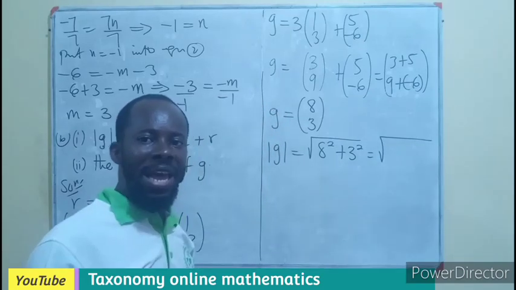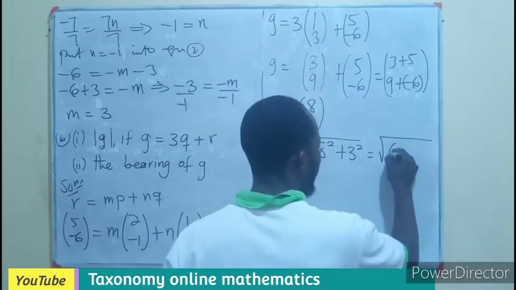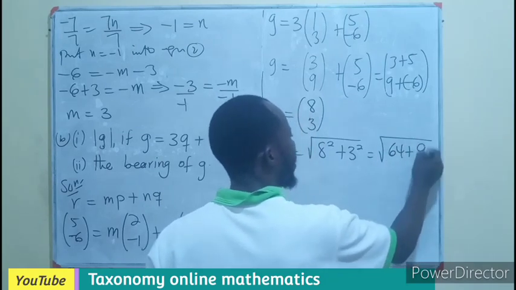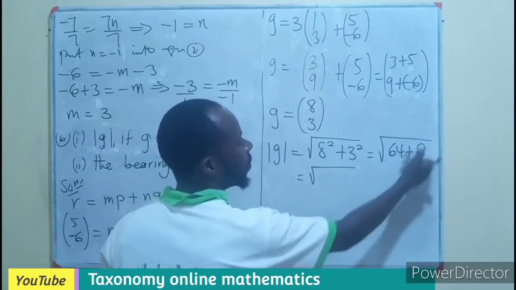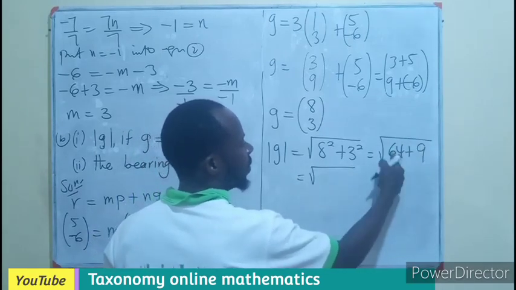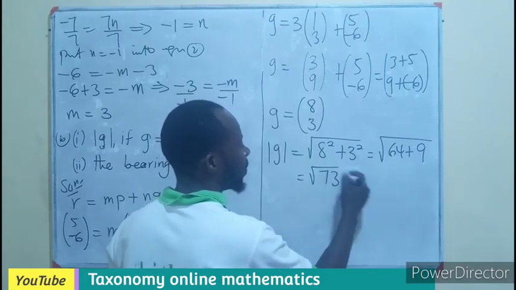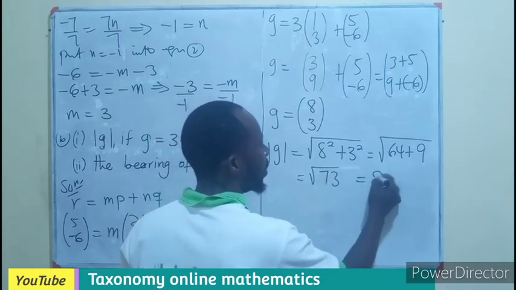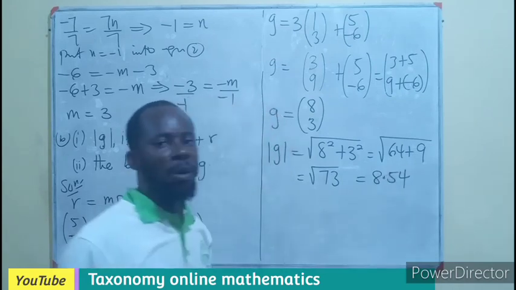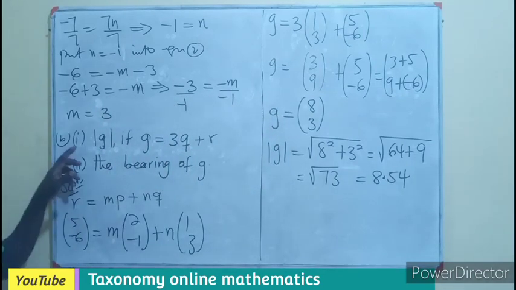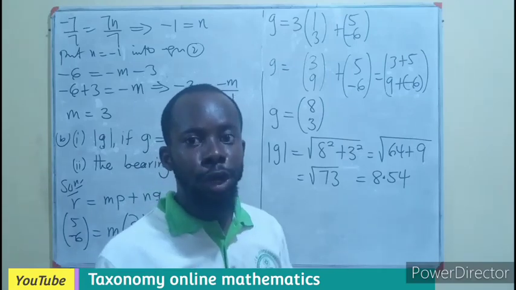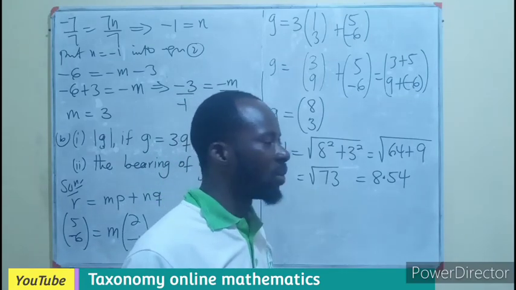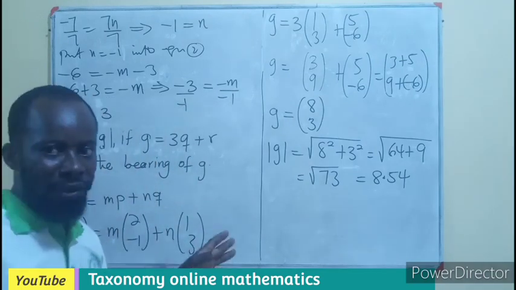And we know that if you square 8, you will get 64. If you square 3, you will get 9. So in that case, this gives us the root of 73, and that will be 8.54. So right here, the magnitude of the vector g is just 8.54 units, whatever unit that will be assigned to that. That is for finding the magnitude.